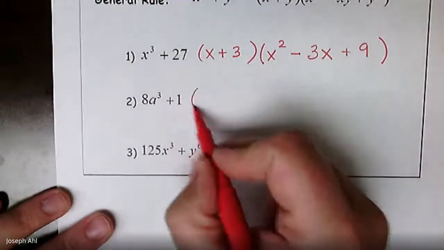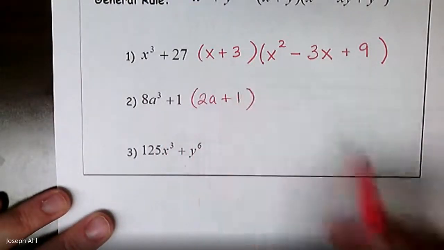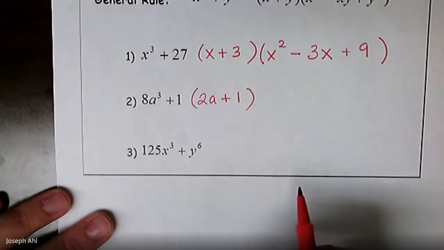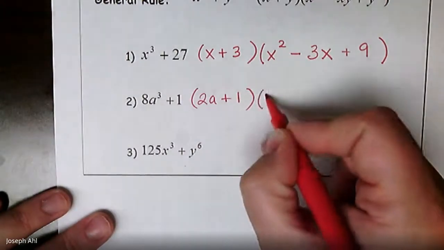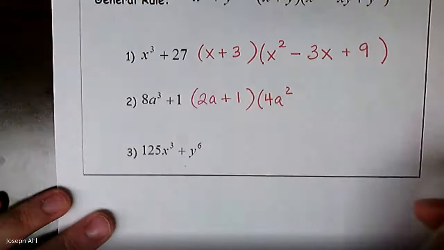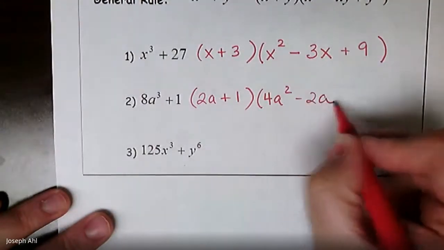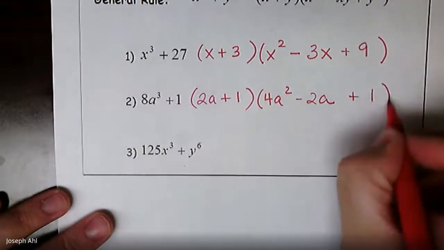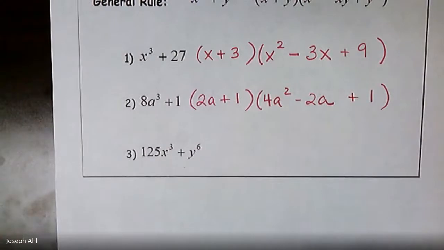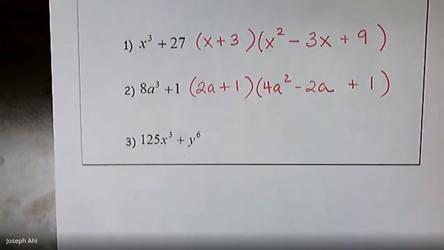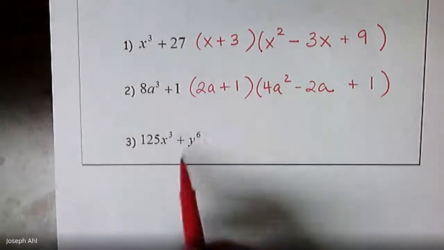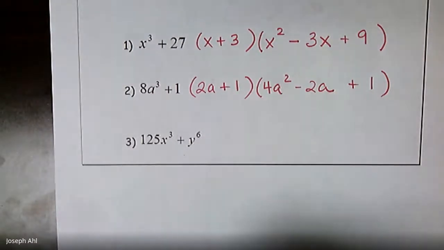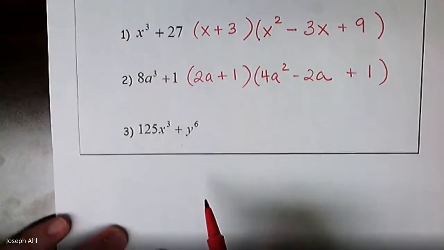8a cubed plus 1 is going to be 2a plus 1 to start. And then from there, you would have 4a squared minus 2a in the middle, and then a plus 1 at the end. Challenge yourself and see if you can try number 3 as that y to the 6th term. So see if you remember how to work with that from the difference of cubes examples. I'm going to write down what the factorization is here.